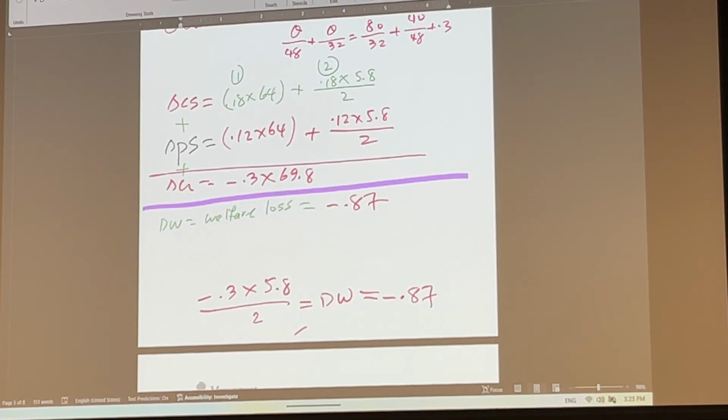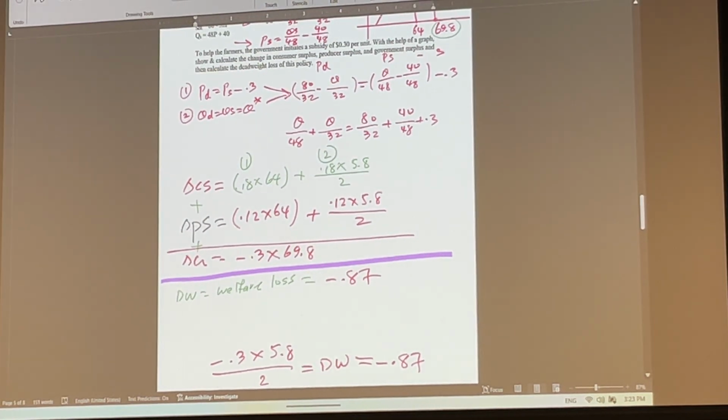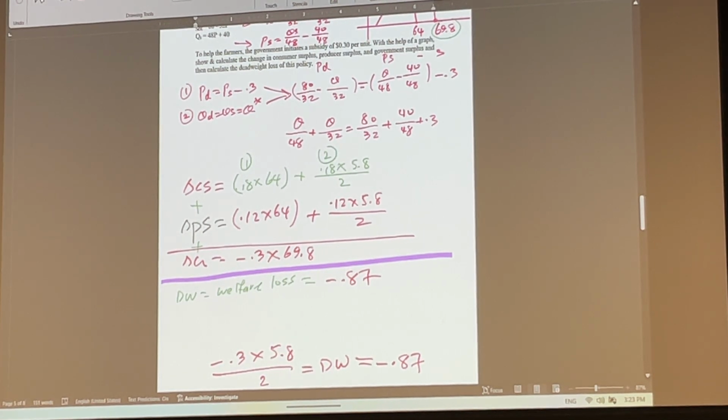I'll do one more subsidy and then change it to a floor. Let's take a break though. Let's take a short break.